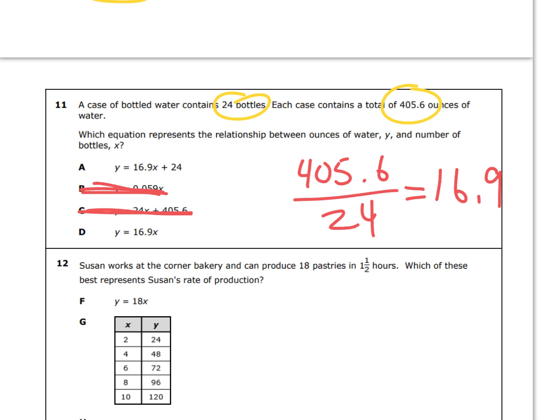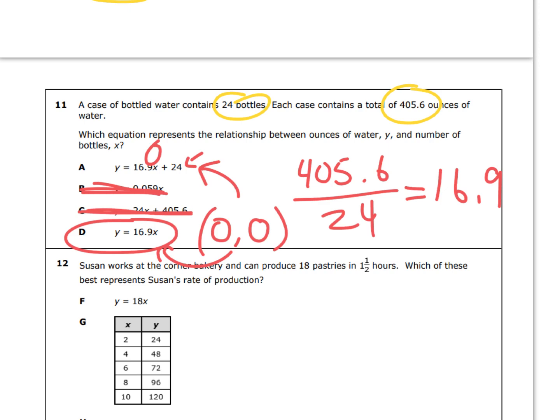A says if I have 0 water bottles, I still have 24 ounces of water somewhere. That doesn't make sense in the case of water. You can't have water without a bottle. In other words, if I have 0 water bottles, I had better get back 0 ounces. This one doesn't do that, this one does. So that's why D is the answer. I can't have 0 bottles of water and still have leftover water without anywhere to go, right? We need a bottle for that water.